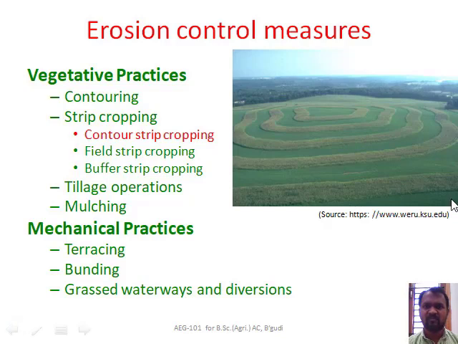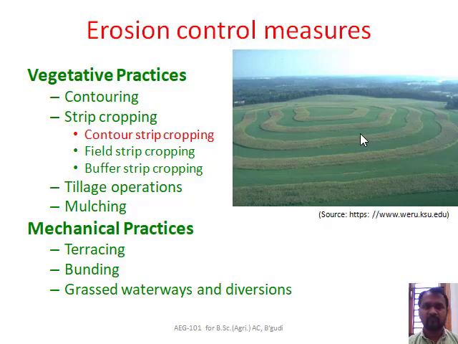Whatever crops we are growing have to be grown in the form of strips. In this picture you can see the crops grown in strips, again on the contour lines. These are the contours, and the crops have been grown in strip form on them.